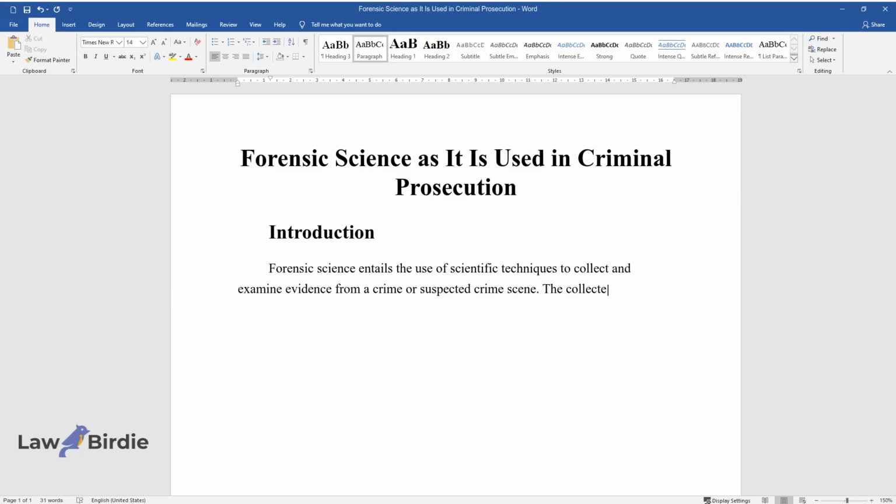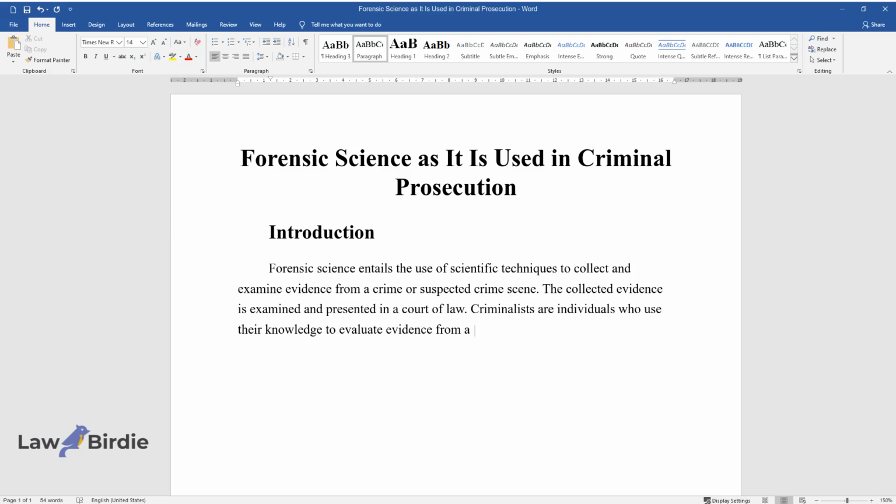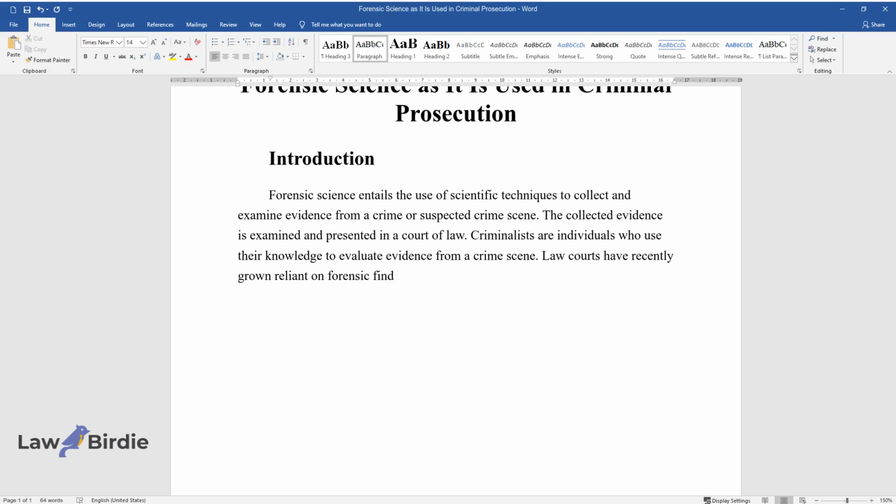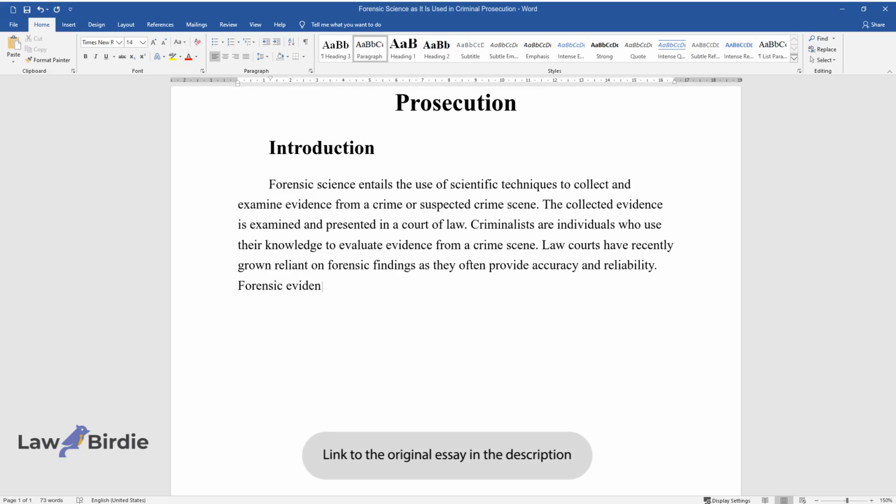The collected evidence is examined and presented in a court of law. Criminalists are individuals who use their knowledge to evaluate evidence from a crime scene. Law courts have recently grown reliant on forensic findings as they often provide accuracy and reliability. Forensic evidence helps the investigating team to positively identify the suspect and prosecute him or her.